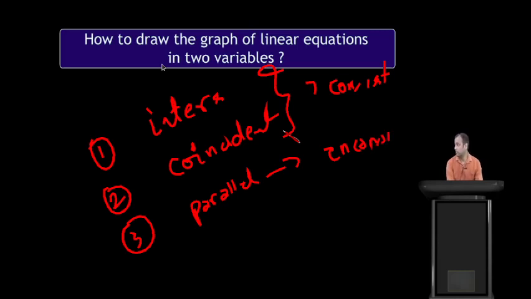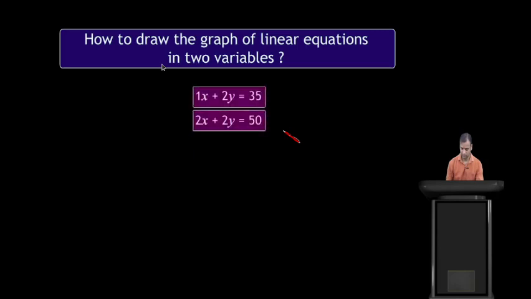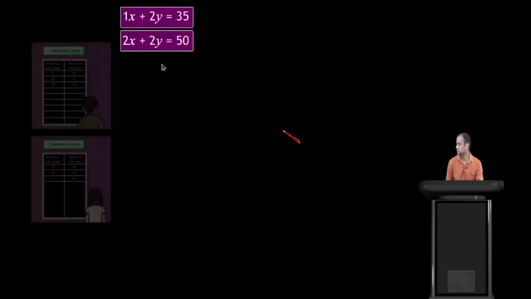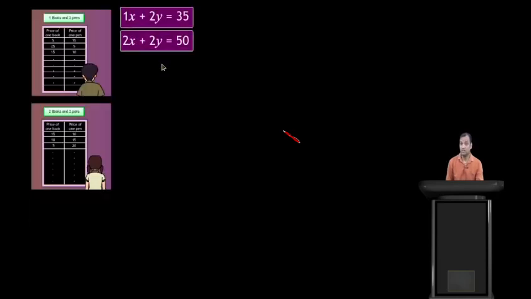Okay, and today we will learn how to solve these pairs of linear equations. Okay, let's start. So for example, we have a pair of linear equations, 1x plus 2y equals 35 and 2x plus 2y equals 50. Okay, so we have two equations. And in the previous class, you also studied how to represent them in general form.